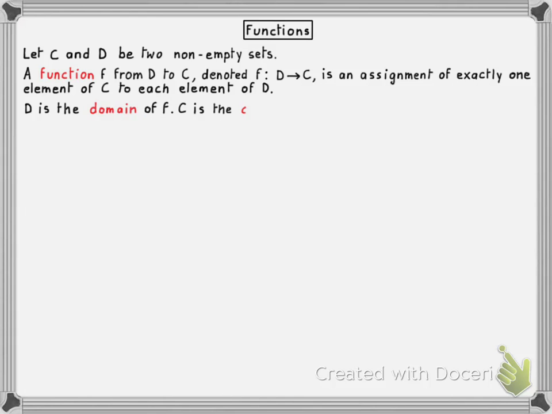In this case, D is called the domain of the function f, and the set C is called the codomain. So the function goes from the domain to the codomain.